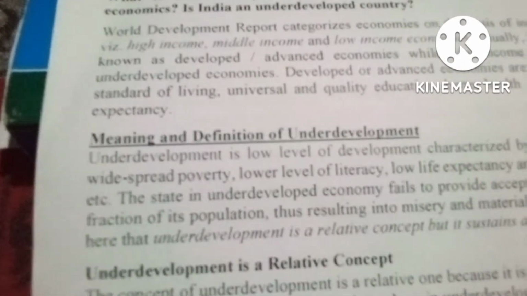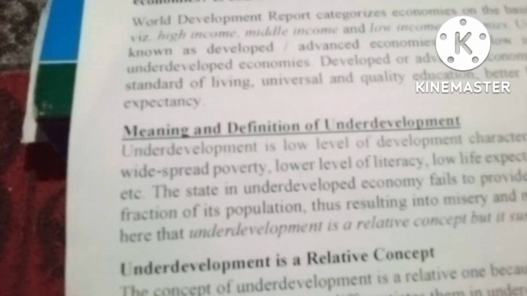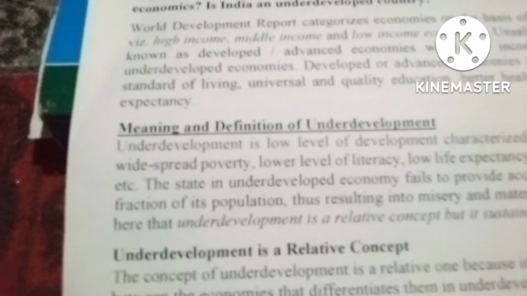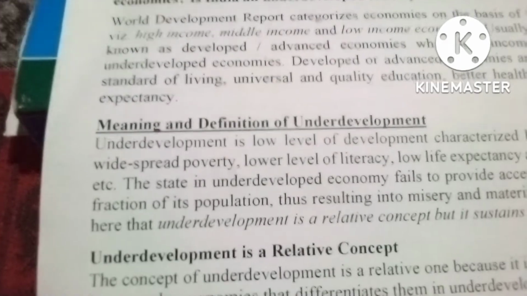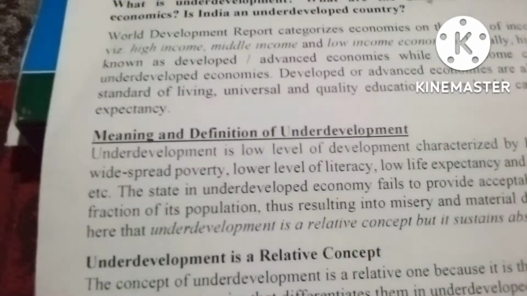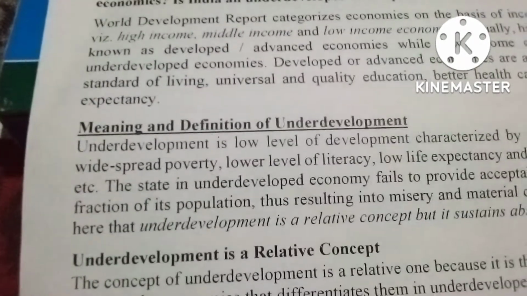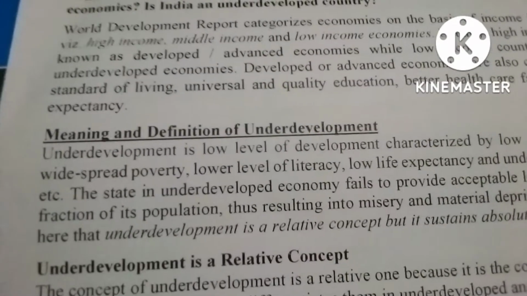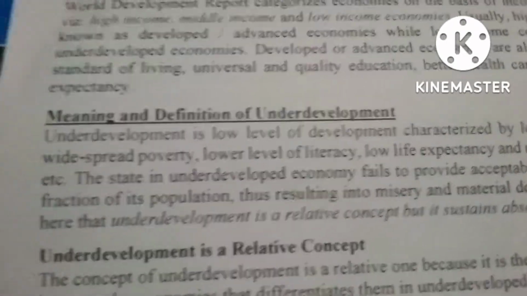The World Development Report categorizes economies on the basis of income into three categories: high income, middle income, and low income economies. Usually, high income countries are known as developed or advanced economies, while low income countries are known as underdeveloped economies. The developed or advanced economies are also characterized by a high standard of living, universal and quality education, better health care facilities, and a high life expectancy.